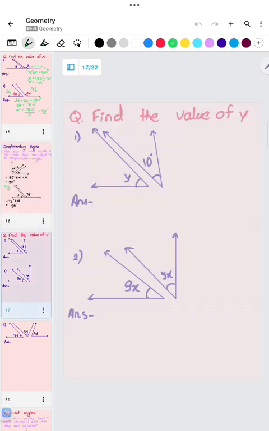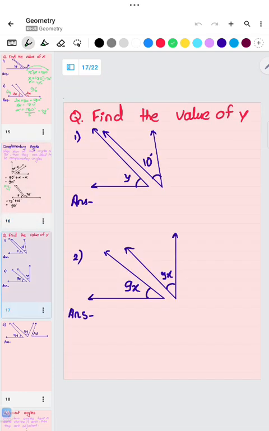There is one question related to complementary angles also. In that first, y and 10 degree. Okay, find the value of y. There is complementary angle. Okay, its sum is 90 degree. Y plus 10 degree is equals to 90 degree, and y is equals to 90 degree minus 10 is equals to 80 degree. The value of y is 80 degree here.